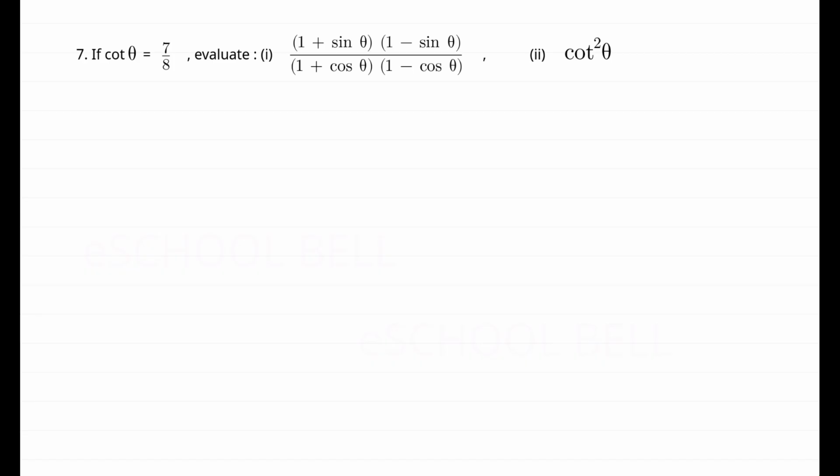Okay. So, what we are given is cot theta is 7 by 8. We have to evaluate number 1: (1 plus sin theta) into (1 minus sin theta) divided by (1 plus cos theta) into (1 minus cos theta). So, cot theta is given by adjacent by opposite. So, let us draw a triangle. Let us name this as ABC, and this angle as theta.